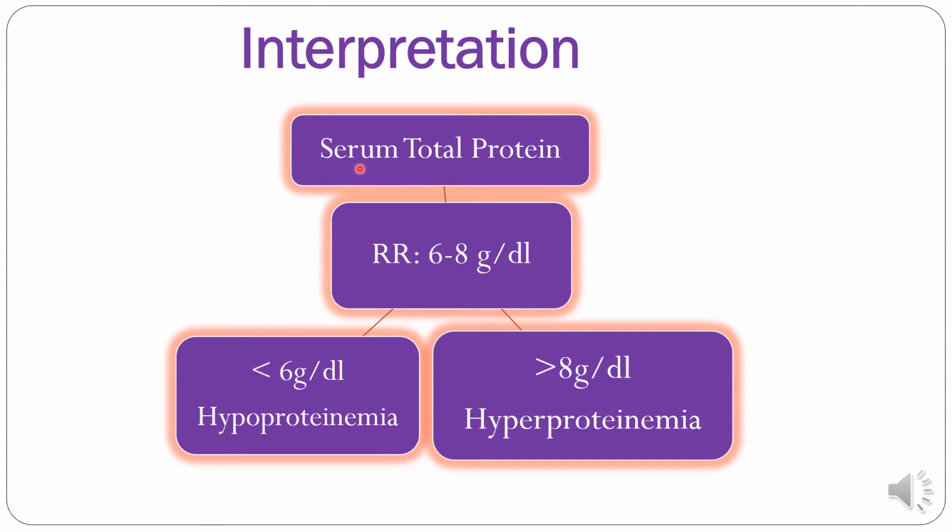So whenever serum total protein, whose reference range is 6 to 8 grams per deciliter, is less than 6 grams, it is hypoproteinemia, and if it is more than 8 grams per deciliter, it is hyperproteinemia. The next point we will discuss are the causes of hypoproteinemia and hyperproteinemia.